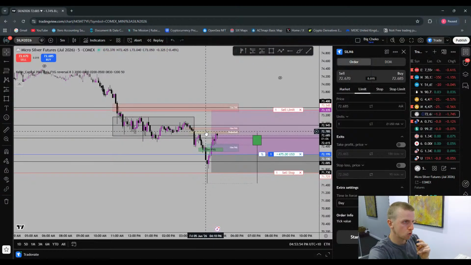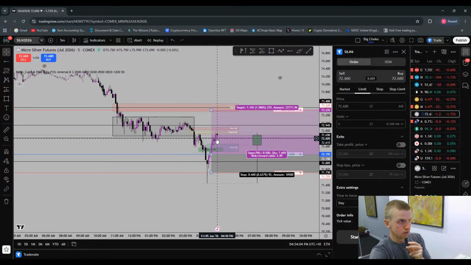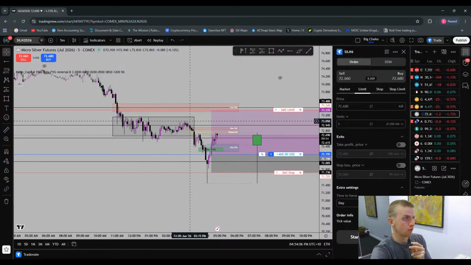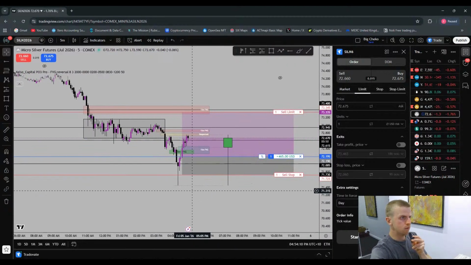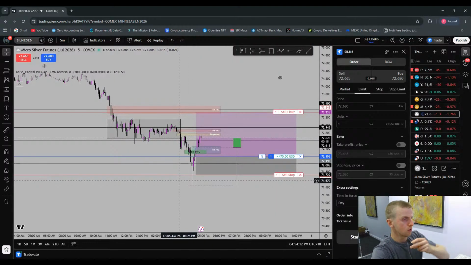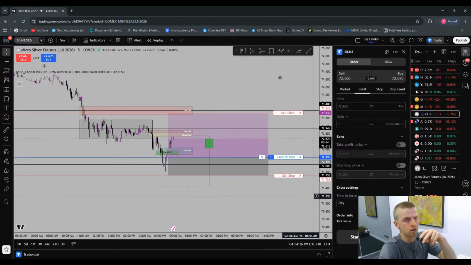Right now, we have two 15-minute fair value gaps that are just above. So that's natural for that to act as a bit of resistance, but price should deliver. We have plenty of liquidity that's just above us, and yeah, we just be patient and let it play out.